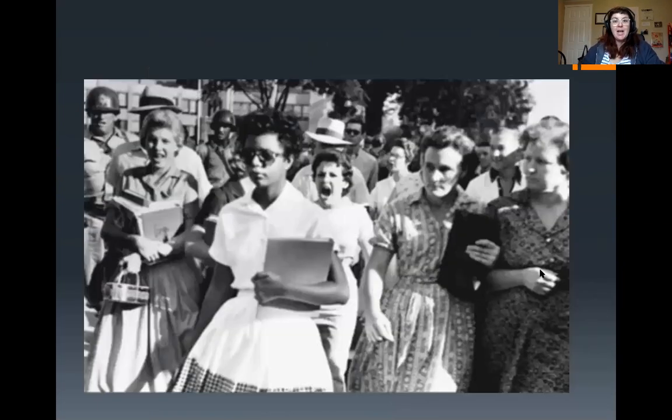And as the Little Rock Nine tried to enter the school, they were pelted with abuse, things being thrown at them. You can see here a white woman, right, screaming at this Black high schooler. There was a lot of opposition from the white community in Arkansas.